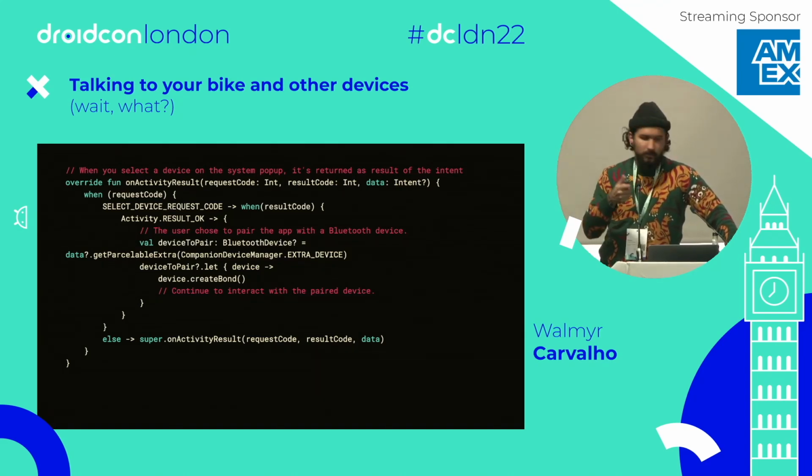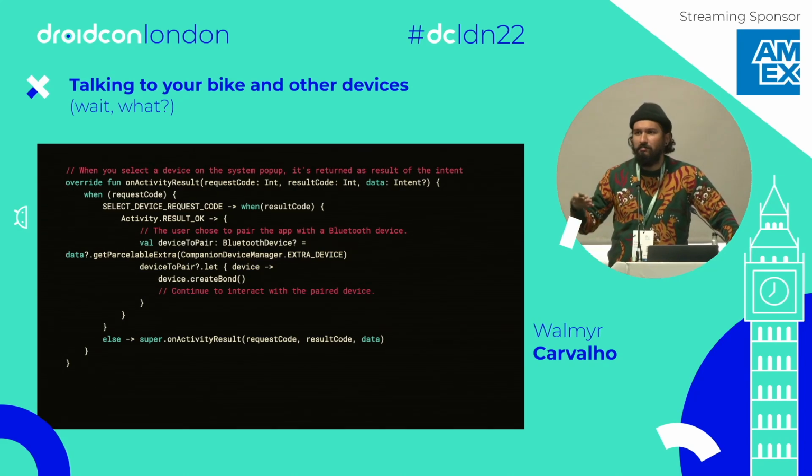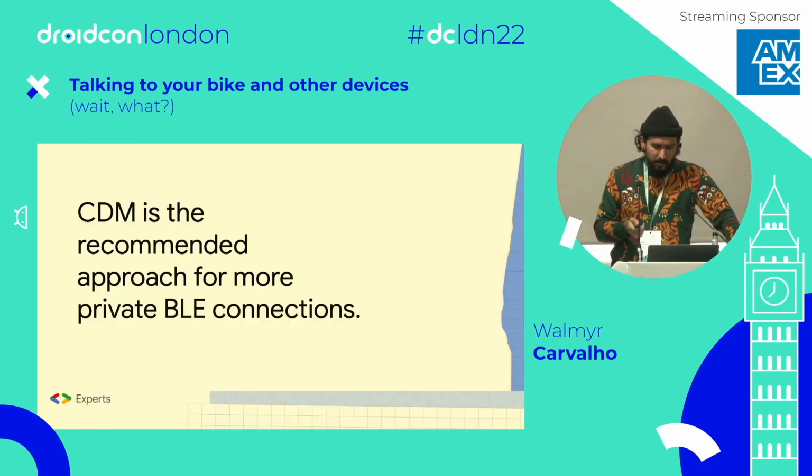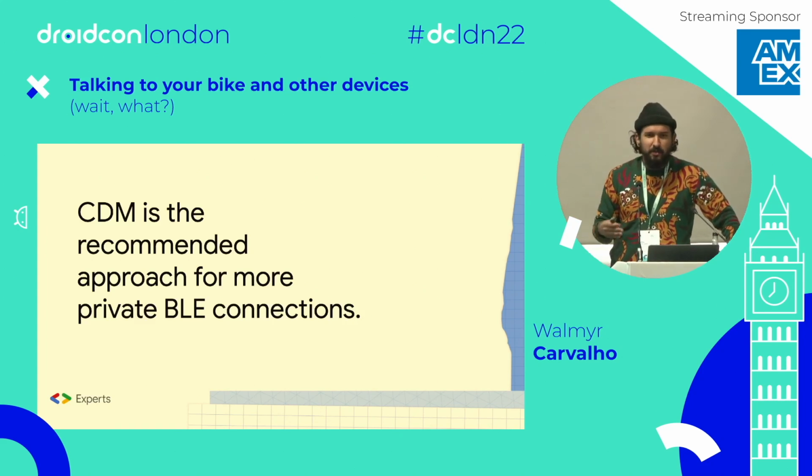Okay, looks good. And I know it's a lot of code, a lot of stuff for a simple thing, which is connecting to the device. But that's why I mentioned that with Bluetooth, Google is listening, and they are aiming to improve and hear the community to make the APIs better for it. So the CDM is a recommended approach for more of a private Bluetooth connection, which is good. But in general, you can do the connectivity with or without the pairing. So it's up to you.